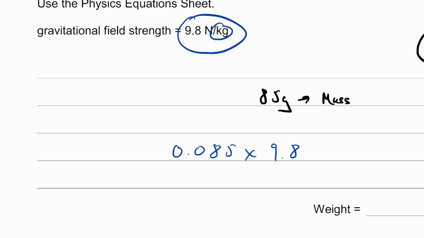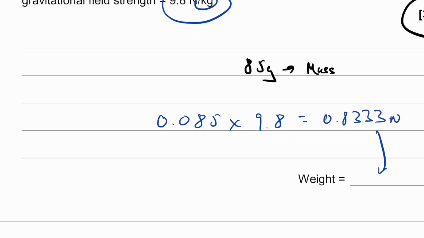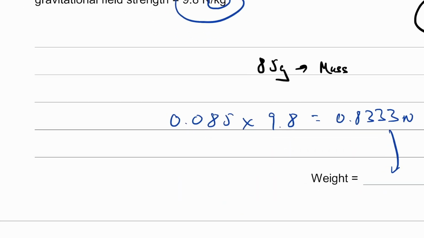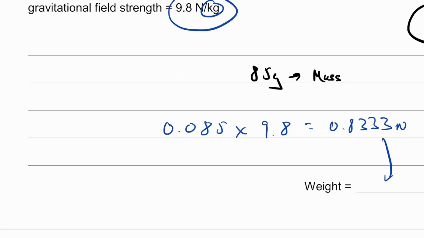And if you do that in your calculator, you should get an answer of 0.8333 newtons. Okay, and you can write that down in there. And that's basically it. So it seems fairly straightforward, but actually a lot of students did get that question wrong. So how did you guys do?